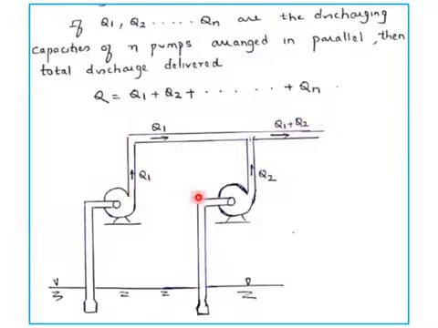So like this, depending on the number of pumps that are connected in parallel, you will get the total discharge, which is Q1 plus Q2 and so on. Each of the pumps is working against the same head. So the head remains the same, but the total discharge will be more.